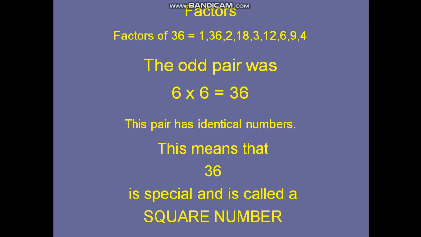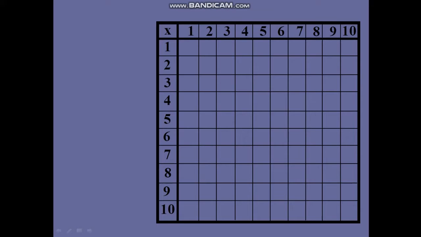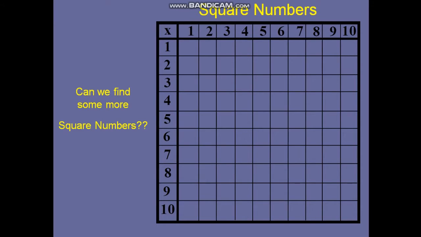So we know prime numbers, we know square numbers, but all of this is just extra information. But the most important thing is to know what factors are, because most of you are getting this thing wrong. Now square numbers, can you find some more square numbers? I think you can do it yourself.